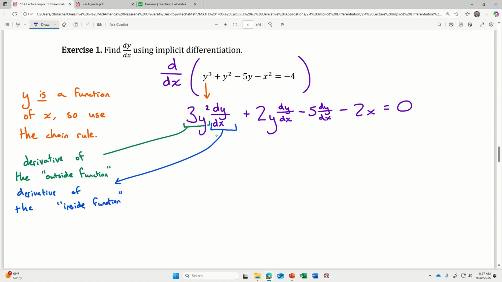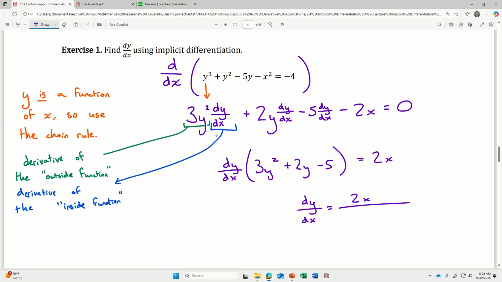So now we've done the implicit differentiation. We just need to solve for dy dx. And so let's factor out the dy dx. And we're left with 3y squared plus 2y minus 5. And then add 2x to both sides. And then lastly, we solve for dy dx by dividing by that big quadratic in y. So we get 2x over 3y squared plus 2y minus 5.